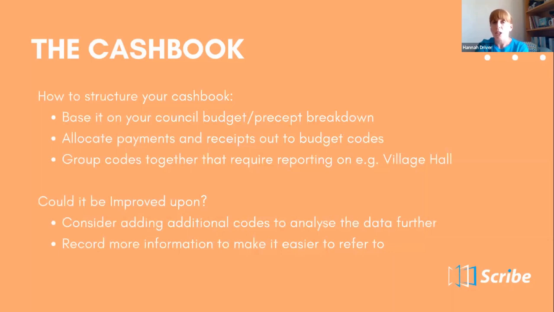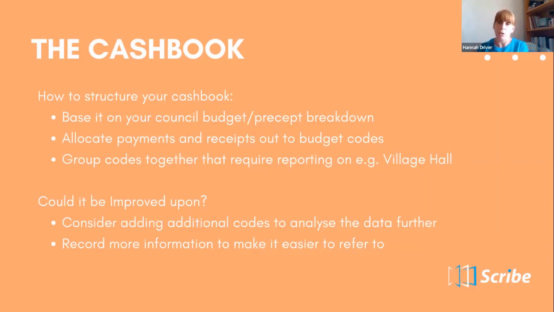So in terms of the cash book itself and thinking about the structure of it, the key thing really is to base it on your council budget or your preset breakdown. Now that tends to sound fairly self-explanatory because you think, well, that would make sense. But actually, again, it's surprising how many people who've come to us at Scribe have got a really nice budget. It's broken down into sections. It's got the budget lines. It's got the budget amounts against them.